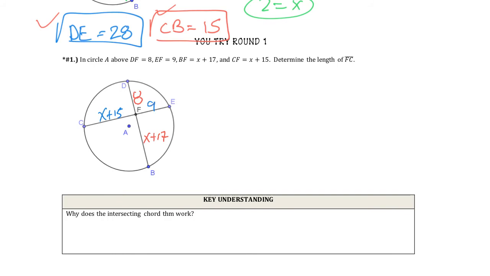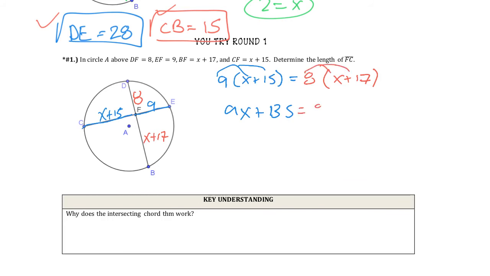All right, so here are my pieces. So I'm just going to multiply the pieces of this blue chord times each other. So 9 times x plus 15. You're going to need a calculator here. These are big numbers. And 8 times x plus 17. Now I just have to distribute the 9 to the x and the 15. 9 times 15 is 135. Same thing with the 8. We're just going to distribute it. 8x plus 8 times 17.